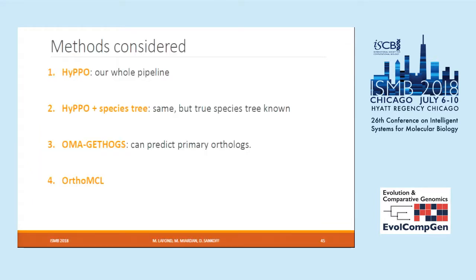And we considered these methods our HyPPO pipeline. We tested HyPPO with the true species tree. So we simulated species trees, so we know which is true, just to assess how the quality of the species tree affects accuracy. We also tested this OMA GetHogs software, which is nice software, and it can also predict these primary orthologs as well as the secondary orthologs. So it was nice for us to have some basis of comparison. And we also tested with OrthoMCL because it's a standard method.